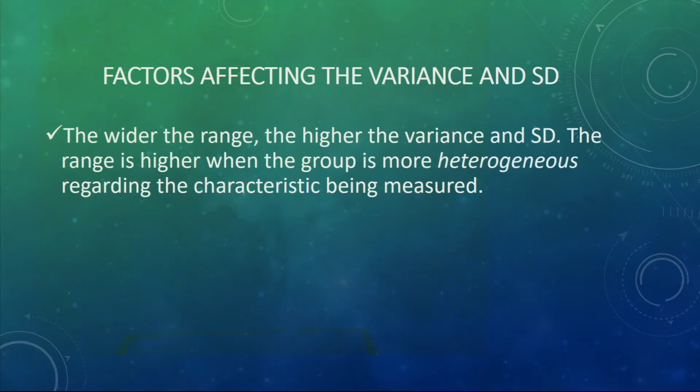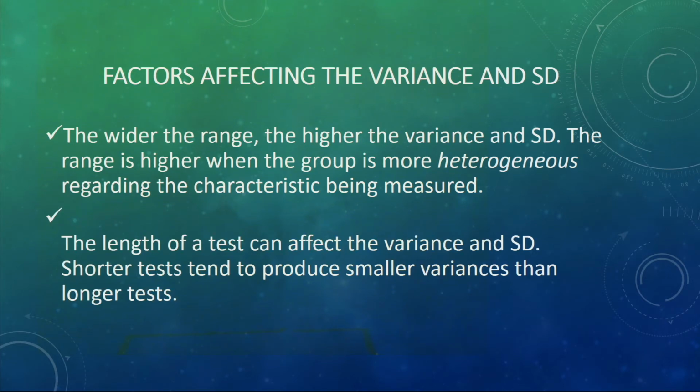Factors affecting variance and standard deviation. The wider the range, the higher the variance and standard deviation. The range is higher when the group is more heterogeneous regarding the characteristic being measured. The length of a test can affect the variance and standard deviation. Shorter tests tend to produce smaller variances than longer tests.